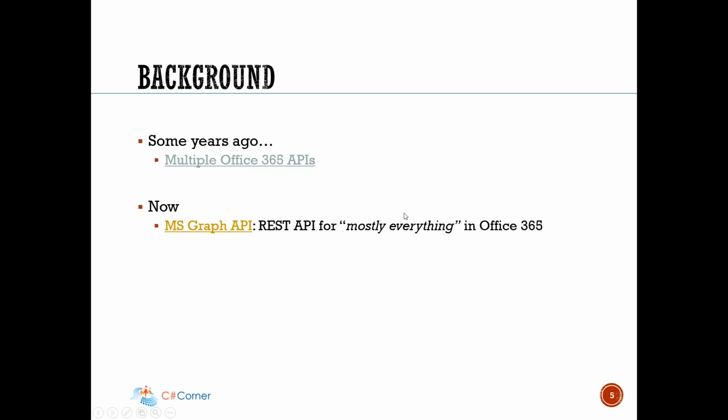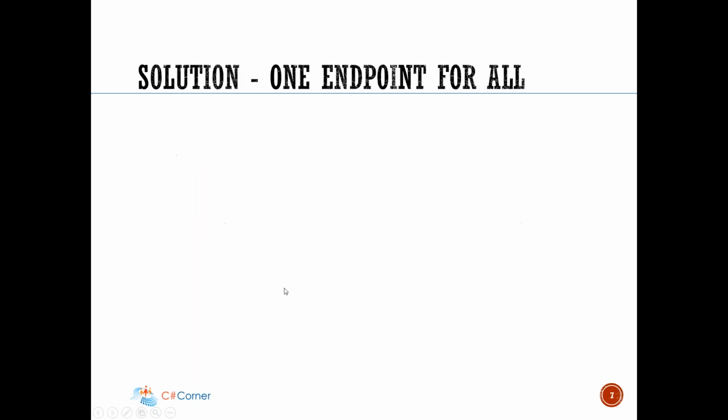So Microsoft realized that it's not going to work very well for developers because it was making developers' lives somewhat troublesome. So Microsoft launched Microsoft Graph API. It is a REST API for connecting and getting data from mostly everything in Office 365. Why I am saying mostly everything is that some portion is still under development, and day by day the Microsoft Graph API team keeps adding new features to it.